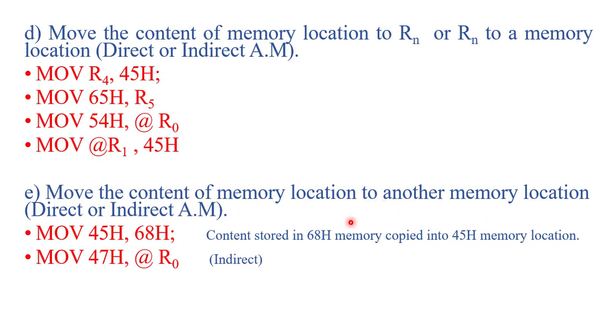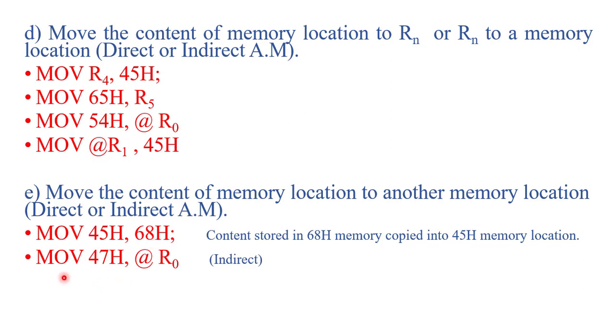Here we move or copy data from one memory location to another memory location by using direct or indirect addressing mode. So the first instruction is MOV 45H, 68H. 45H is a memory location and 68H is also the address of a memory location. So this instruction tells that the content stored in the 68H memory location is copied into the 45H memory location. So this instruction is the example of direct addressing mode.